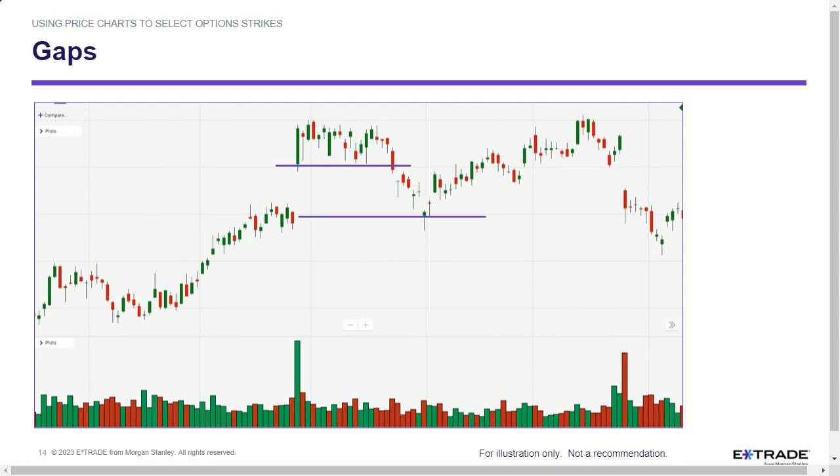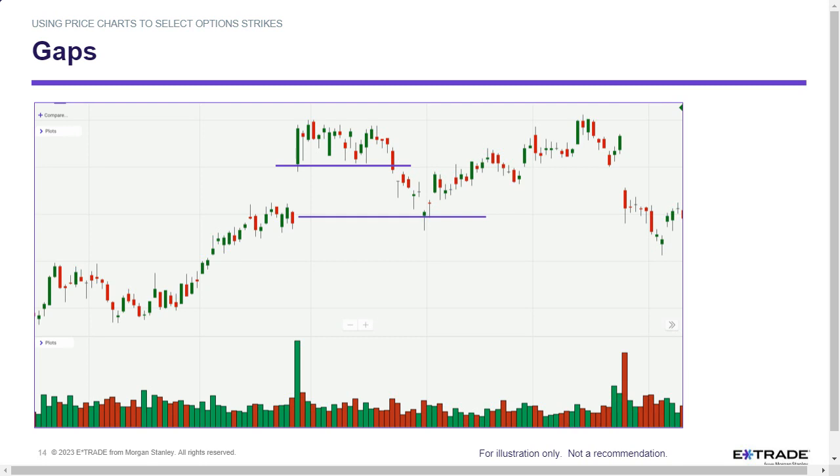Gaps, we get gaps a lot. And when do we see them many times? A lot of times we see gaps around earnings. Gaps simply represent any substantial space from one period to the next. In this case, I would say from one day to the next.